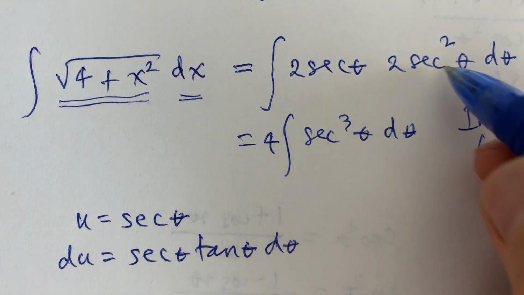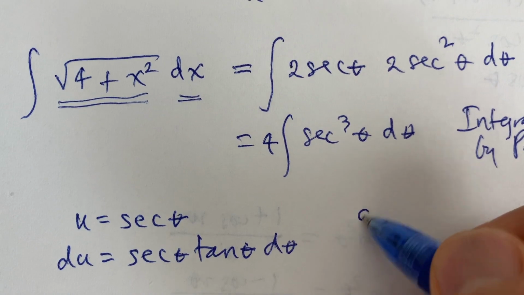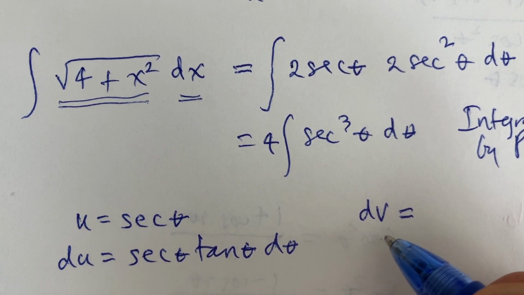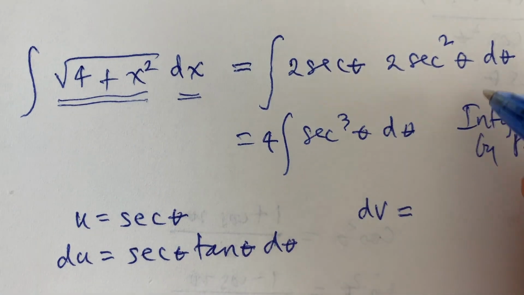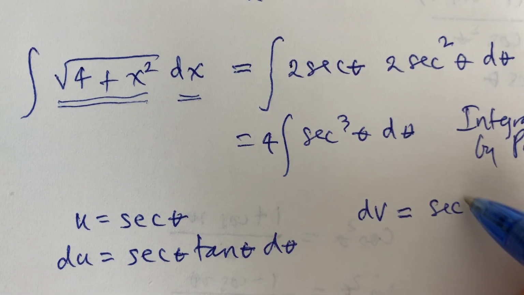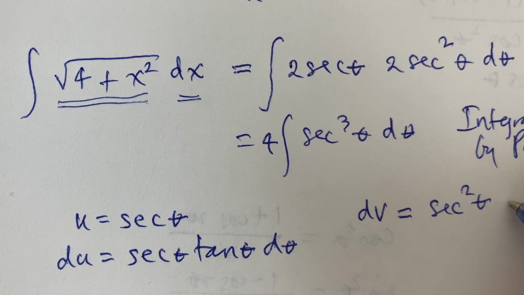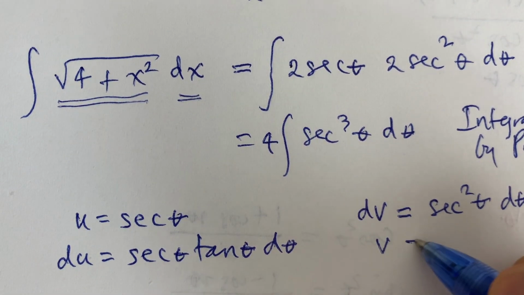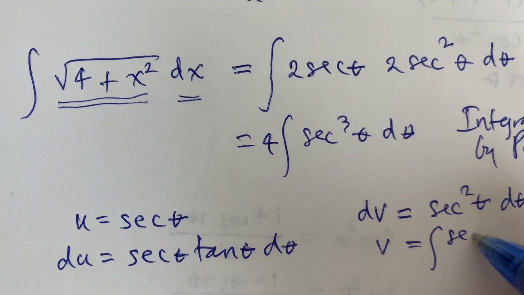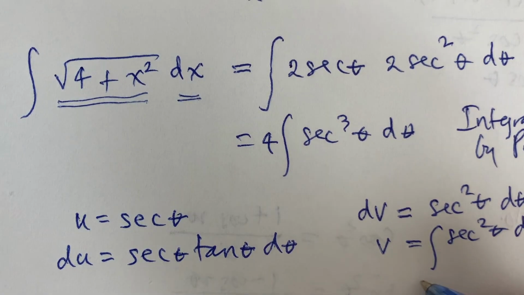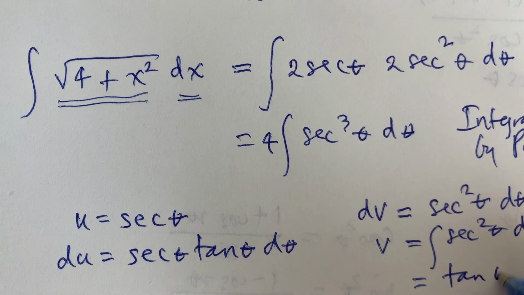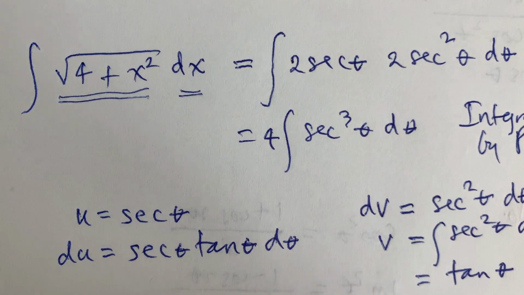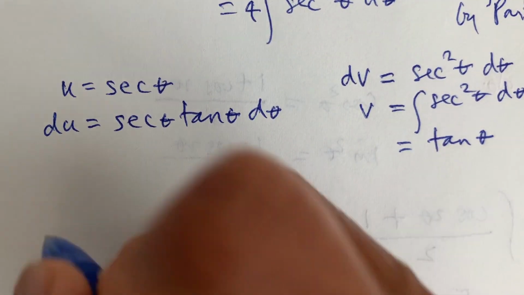What about the dv part? Remember, the dv must be some expression where you can find the integral very easily, okay? So we will have secant squared theta d theta. And so getting the integral of the right-hand side will produce the v, which is tangent theta. So, using the u dv substitution, we now have the integral of secant cubed.